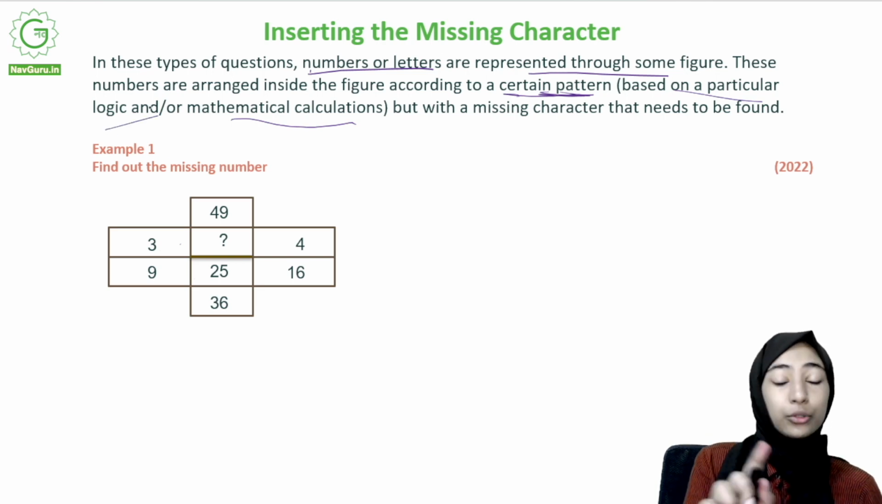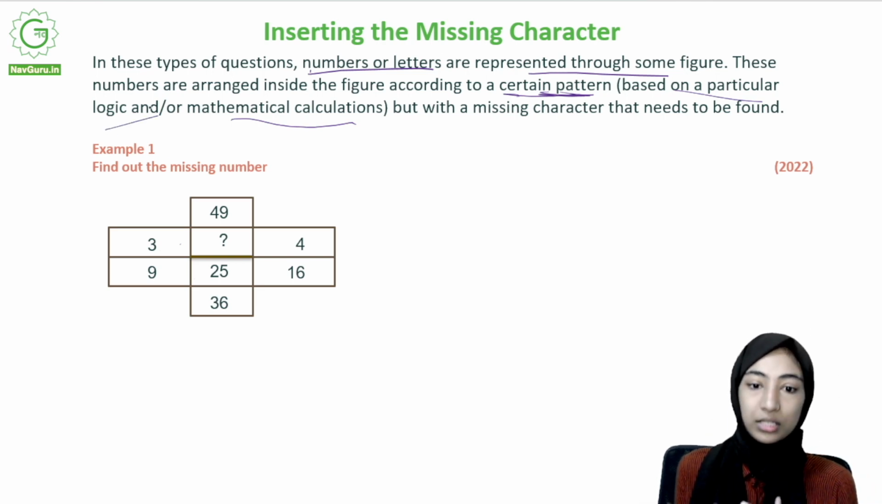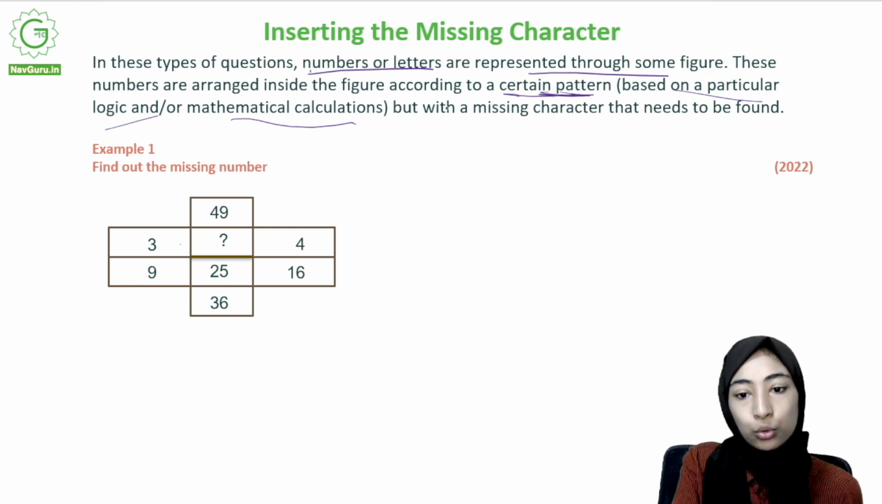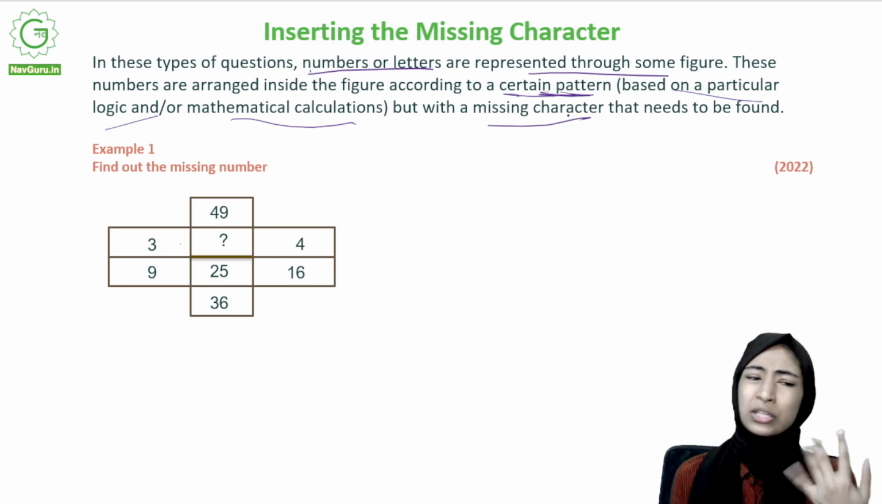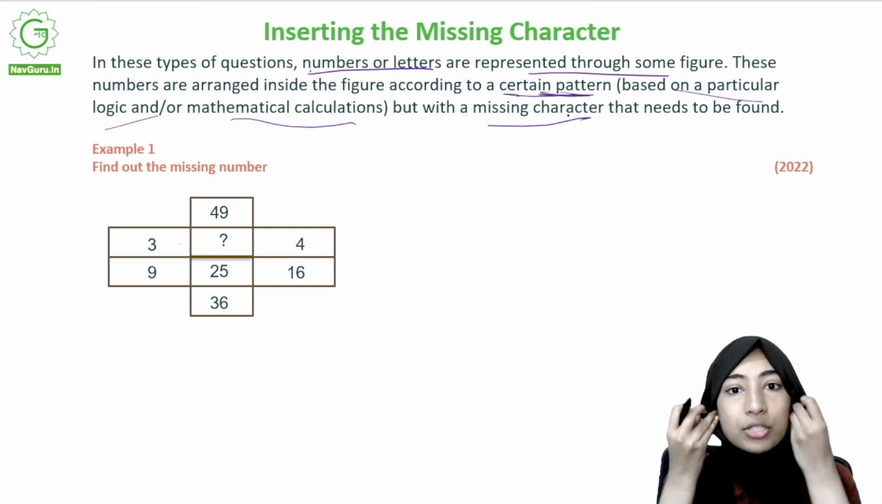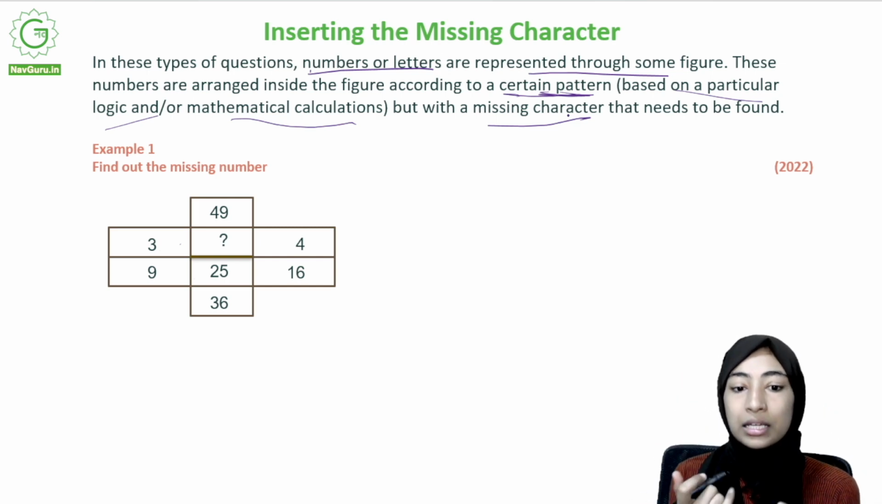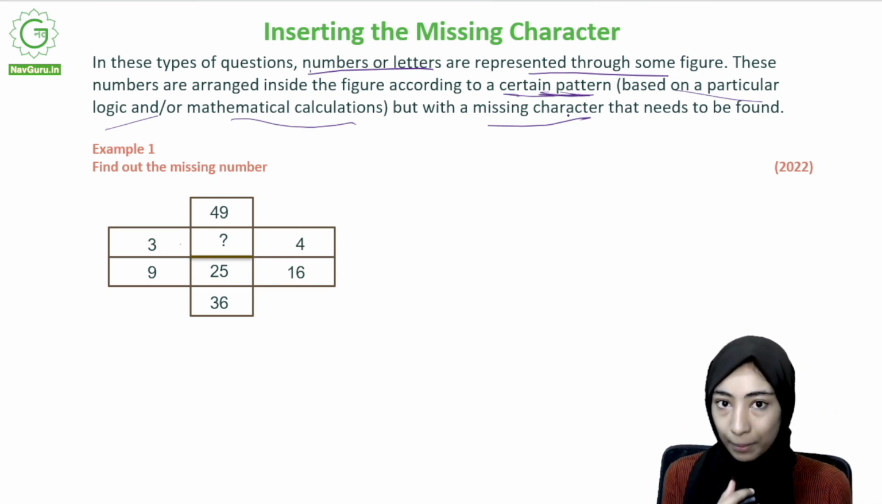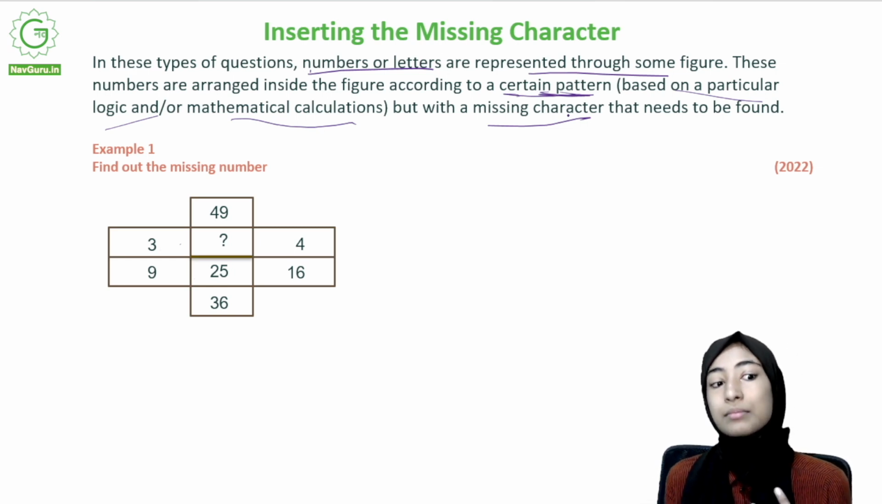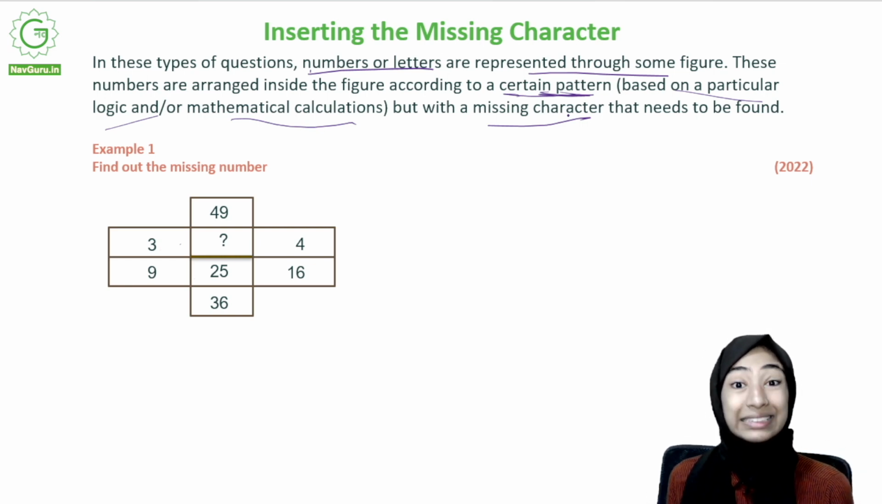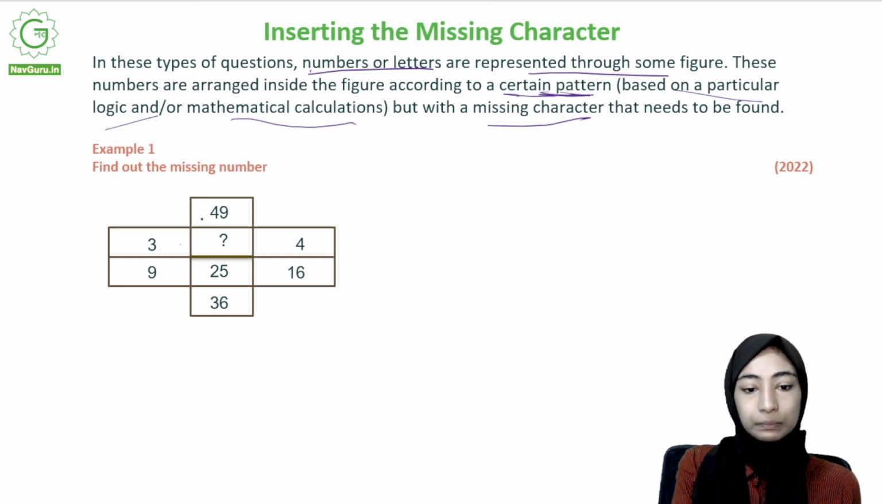Now what you need to do is find out what this logic is, and employ that logic to find out the missing character. Okay, so that's all. Inserting the missing character is all about that. It's just about finding the pattern. You need to figure out a pattern and then use that pattern. That's all there is. But the question comes, how would you find the pattern? That is why you need practice, which is why I've given you a couple of questions of different types, so it gets easier. Okay, so let's start with the first question.